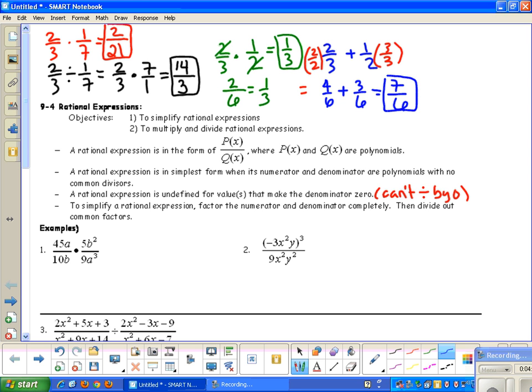Notice this is completely different than the multiplication and division. You can't cancel out common factors. I cannot cancel out this 2 with this 2 because we are adding these terms. We're not multiplying or dividing. I just wanted to show you that so that you don't get confused when we do those problems later.